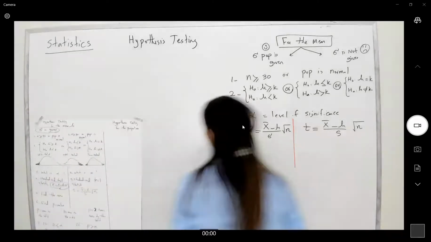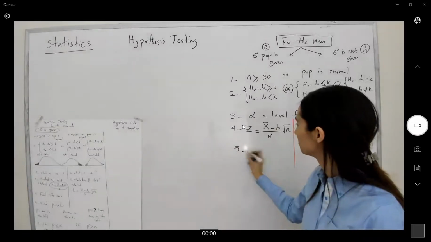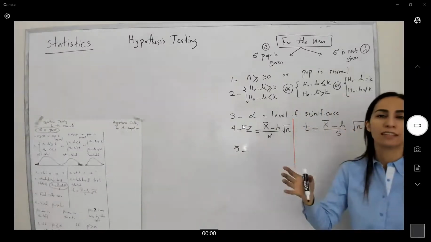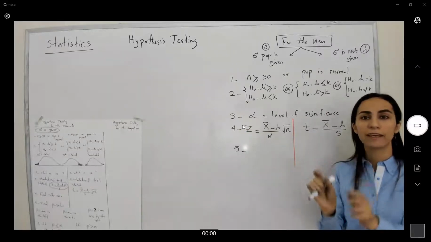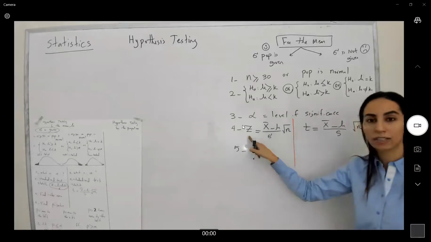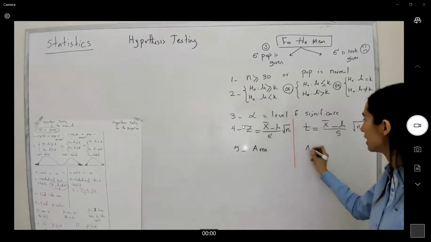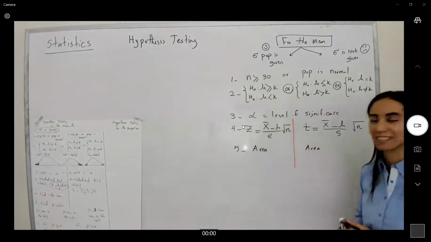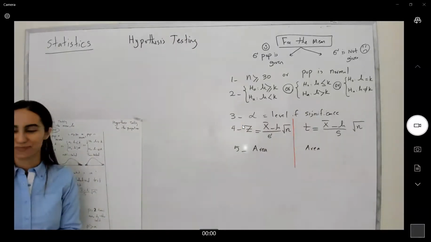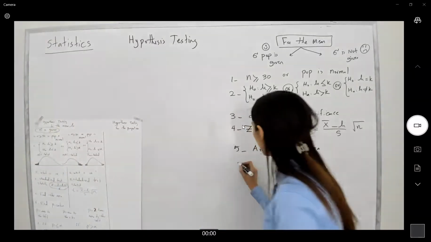Next step. Step 5. Find the area. You have your Z. Remember ZC? You have the area. Now, what is the area of Z? And when you're using T, what's the area for T? Next step, find the p-value. Thank you very much.